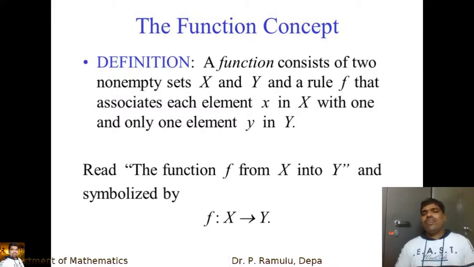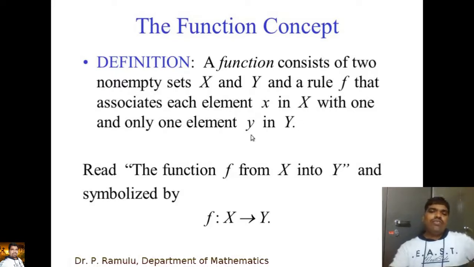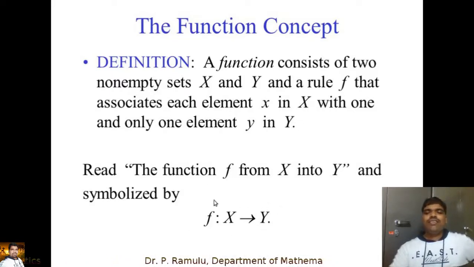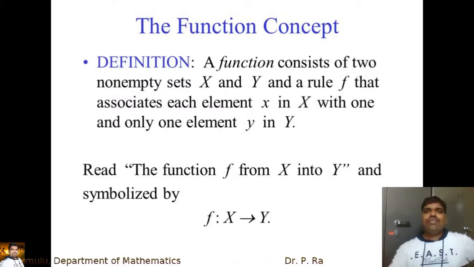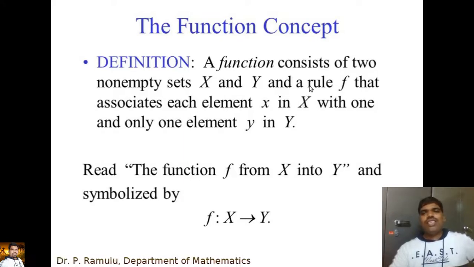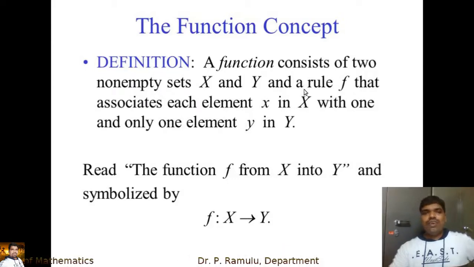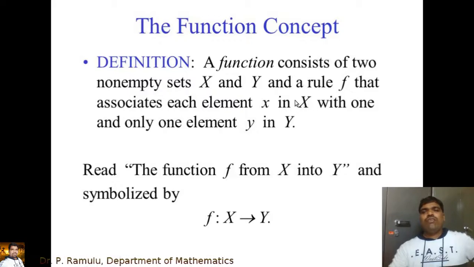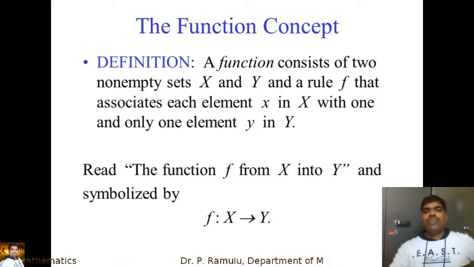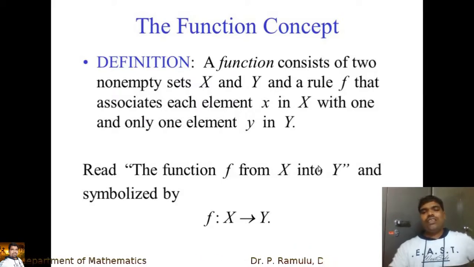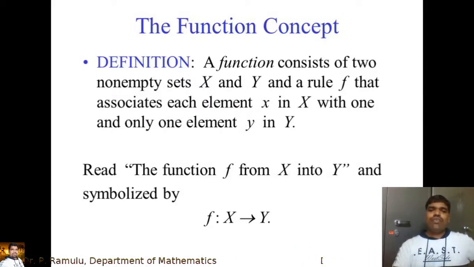The function f from X into Y is symbolized by f from X to Y. So I'm repeating the function concept. A function consists of two non-empty sets X and Y and a rule f that associates each element small x in X with one and only one element y in Y. The function f from X into Y is symbolized by f from X to Y.